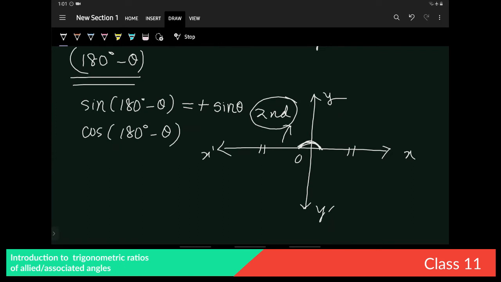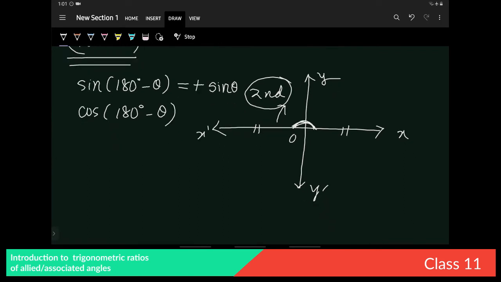Okay, now what will be cos of 180 degree minus theta? Now in the second quadrant cos is negative, so we put a minus sign here, and cos 180 degree minus theta is associated with the horizontal line, so cos will remain cos, so it is minus cos theta. So similarly, if you do the other ratios, we will get tan 180 minus theta equals minus tan theta, cot 180 minus theta equals minus cot theta, sec 180 minus theta equals minus sec theta, and cosec.